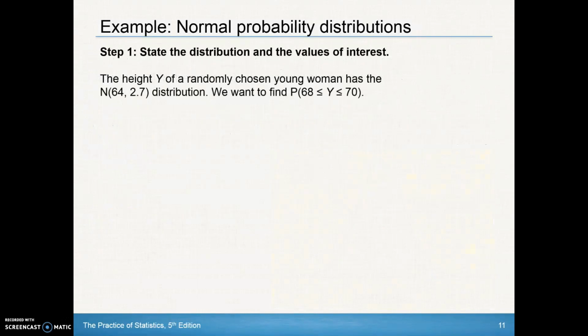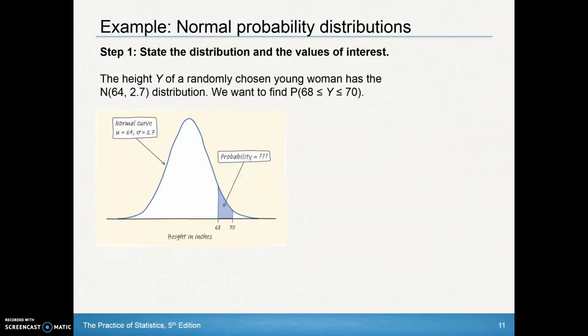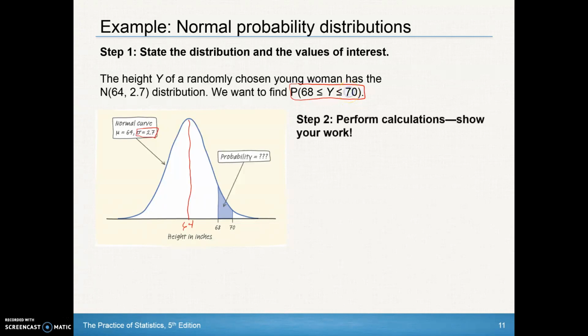So again, the first part of any problem is just to make sure you understand the problem right and state the distribution and the values of interest. So again, putting in our mean right here of 64, and then our standard deviation of 2.7. And again, we want to find the probability that the young woman chosen has a height between 68 and 70 inches. So let me start doing our work.